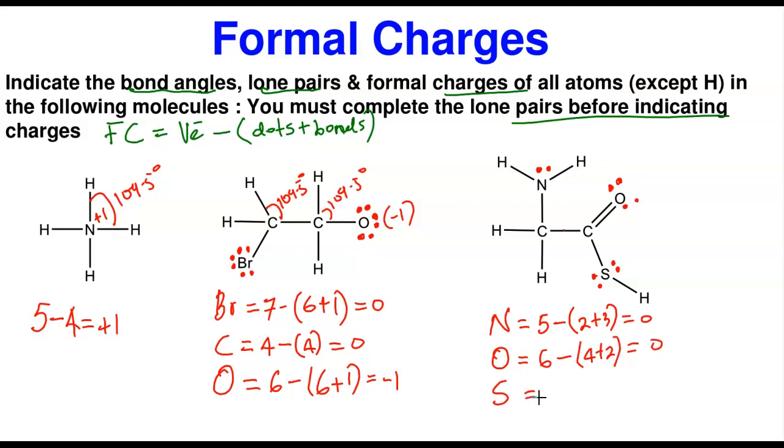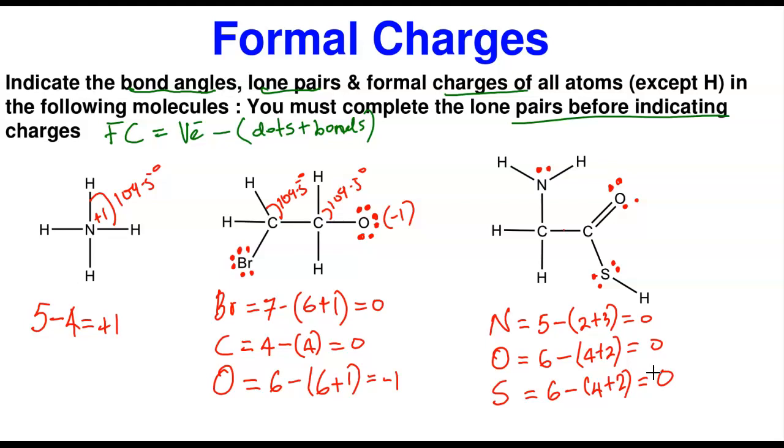Sulfur is in group 6 like oxygen. So we'll say 6, which is the group, minus. How many dots does it have? 4 dots. How many bonds? Plus 2. 4 plus 2 is 6, 6 minus 6 is 0. So in this molecule, all the atoms are completely neutral, so we don't need to worry about that.